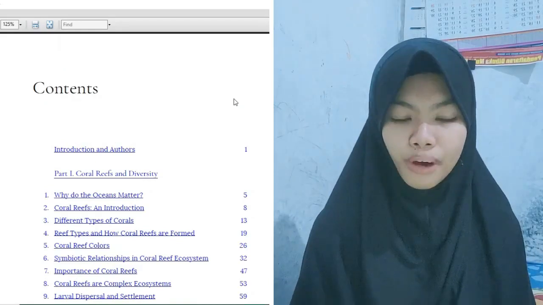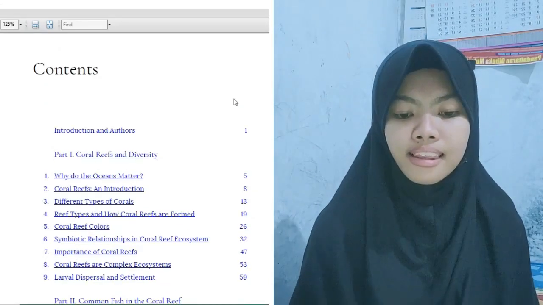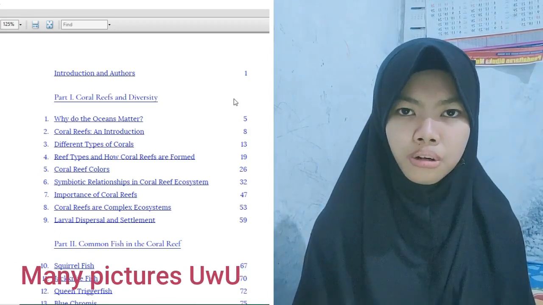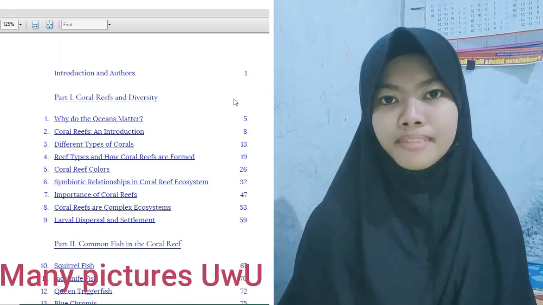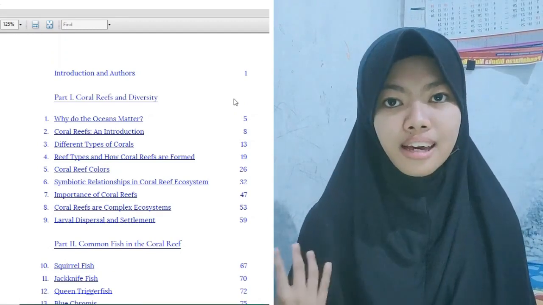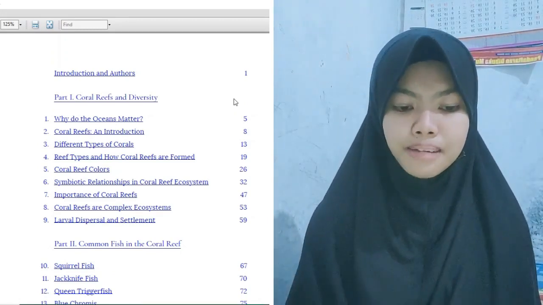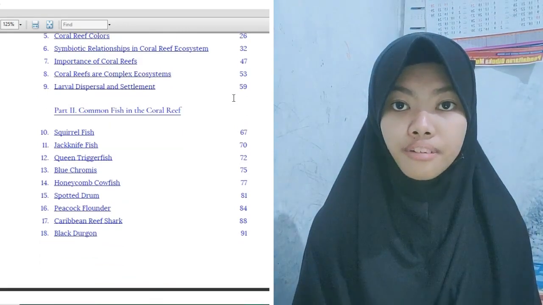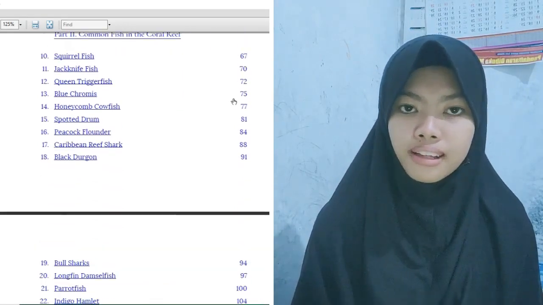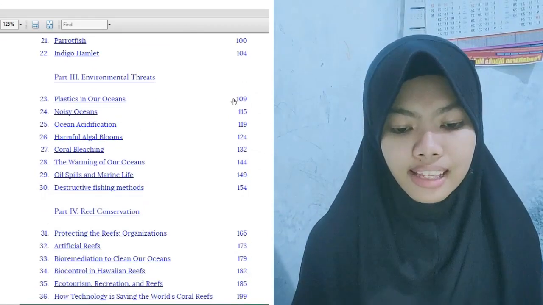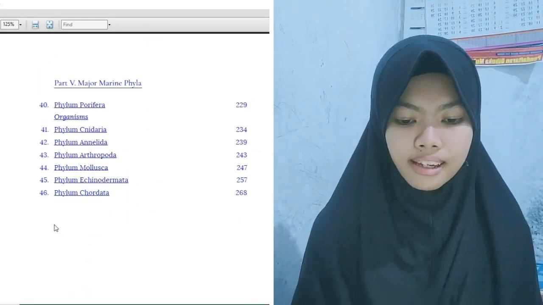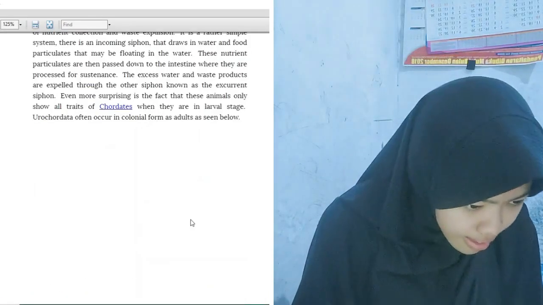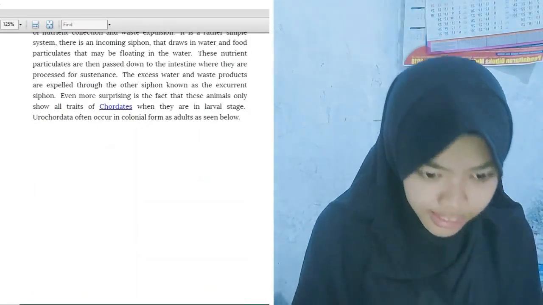Then the second good point about this book is that this book provides us with many pictures. Well, books with many pictures are surely interesting, but in this book, pictures are really important. Well, let's take an example in the nearly last page.